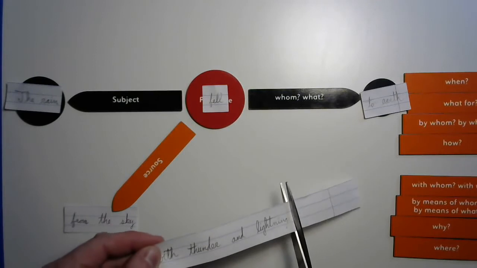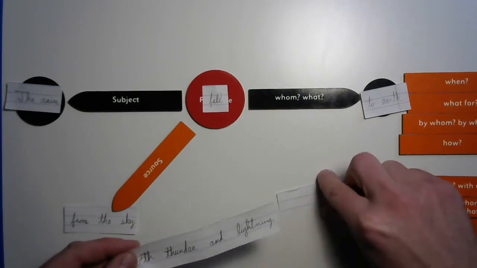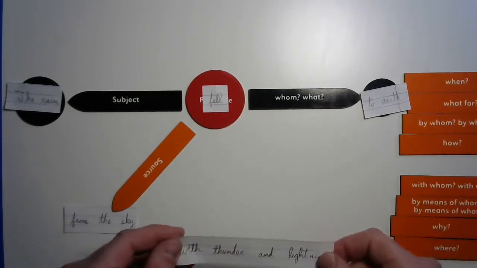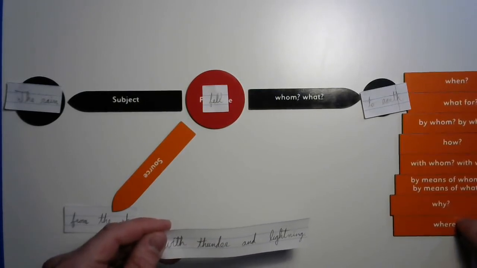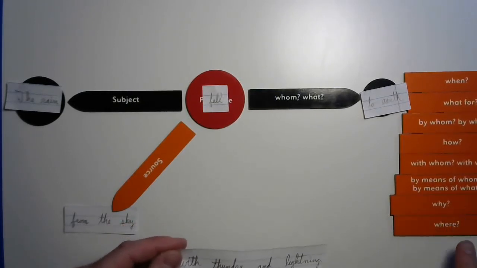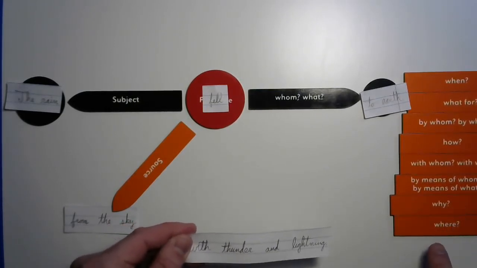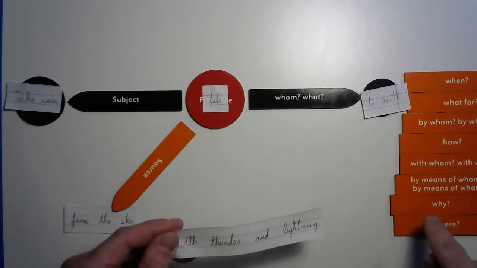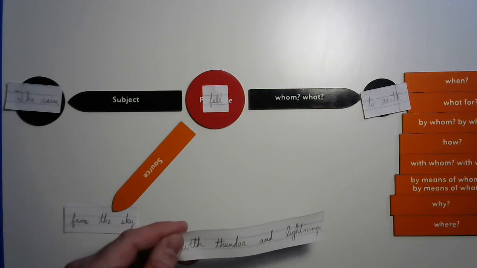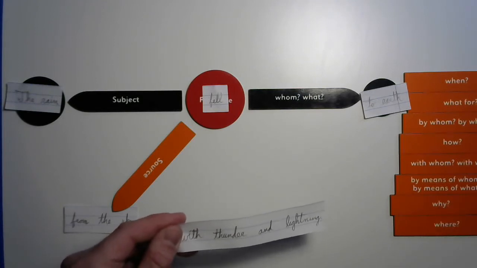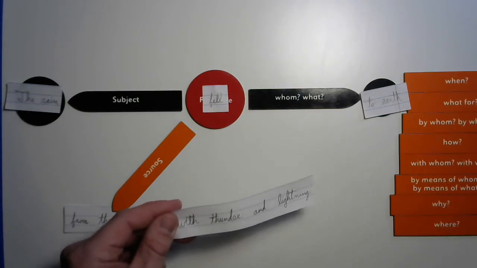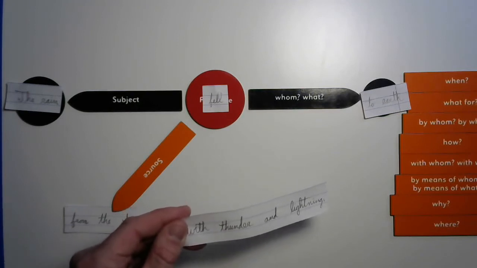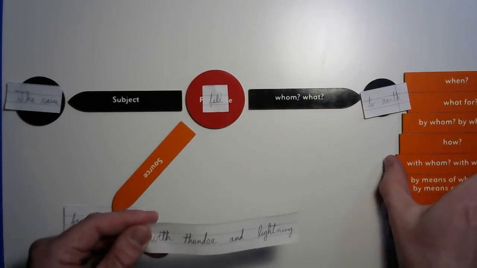I'm going to cut off this long piece of paper here so I can isolate that. With thunder and lightning, let's look back at our questions. Let's start from the bottom this time. Where? Well, if it was going to the sky, maybe. Why? By means of whom? By means of what? I don't think they caused the rain to fall, but what about with whom?